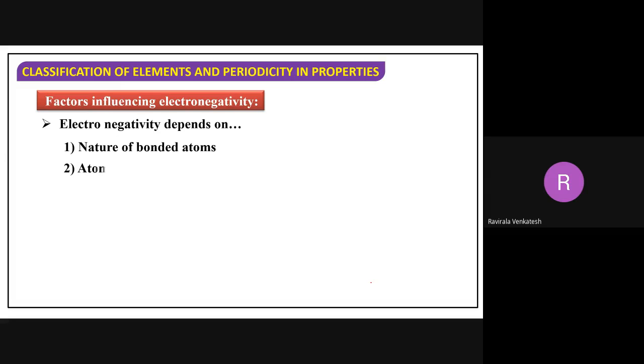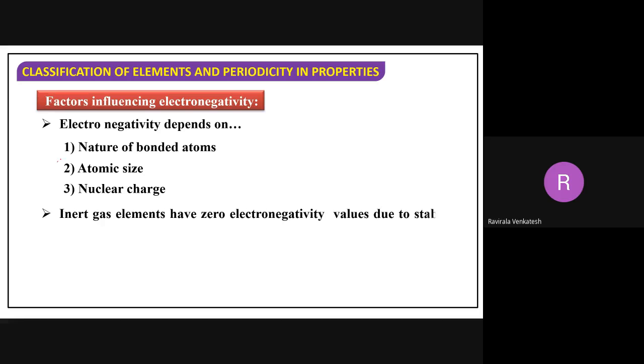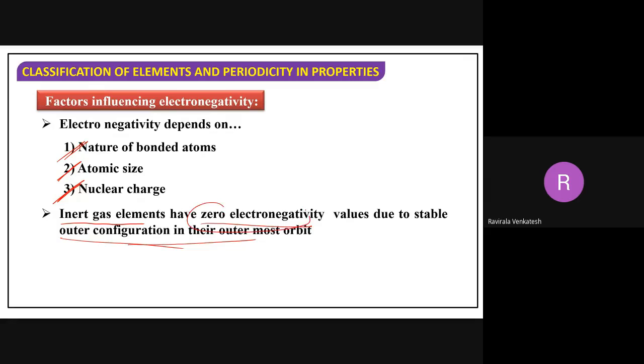What are the factors affecting electronegativity? Nature of the bond: if the bond is very strong, what happens? Generally, an ionic bond will cleave. Atomic size: more atomic size, less electronegativity. More nuclear charge, more electronegativity. Inert gas elements, group 18, have zero electronegativity because they have a stable electronic configuration. Just like electron gain enthalpy, the same thing here.